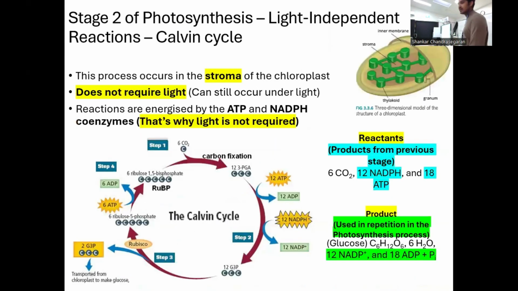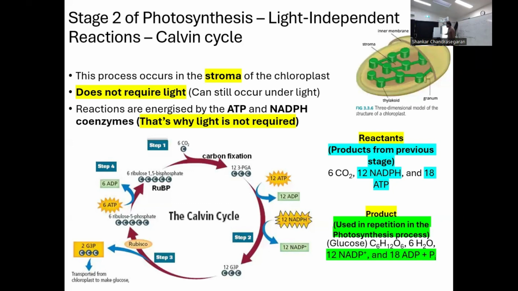All right, moving on. So now let's go into the second stage of photosynthesis, which is the light independent reaction. Like I said, it's called light independent because it is independent from the light. It does not require light to carry out this process. So essentially, it can happen whether there's light or no light. That's not a factor in its function. The reason why is that the energized coenzymes ATP and NADPH provide the necessary energy for this reaction to occur, so light is essentially not required.